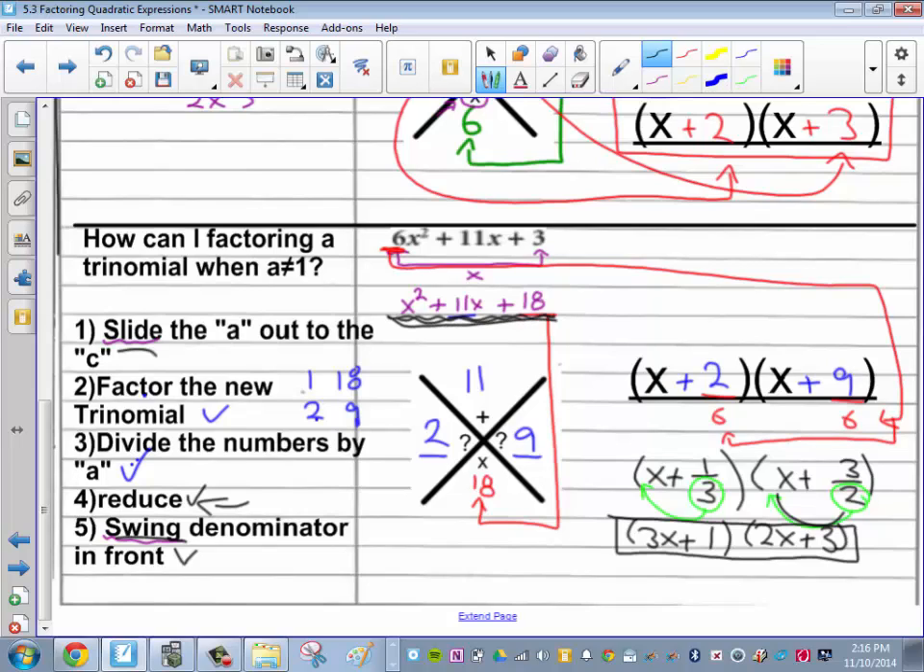There we go. On this next side, we're going to show you how to use these two methods, the factoring methods, to solve or begin to think about this idea of solving quadratic equations.